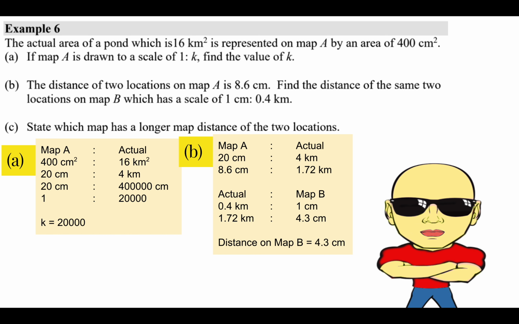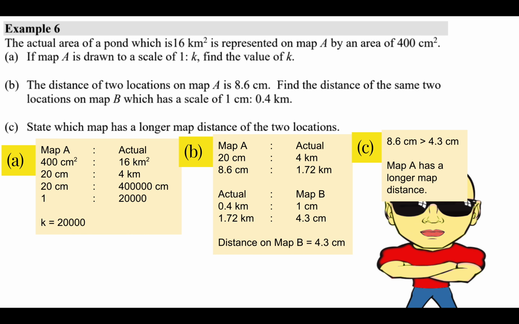So part C, they want us to state which map has a longer map distance. Well, we know that map A is 8.6 centimeters, map B is 4.3 centimeters. So since 8.6 is greater than 4.3, map A has a longer map distance.